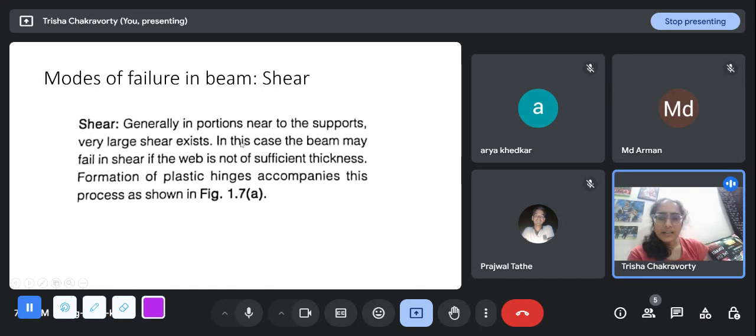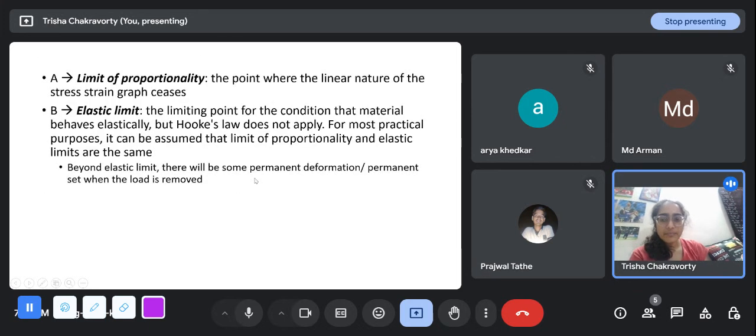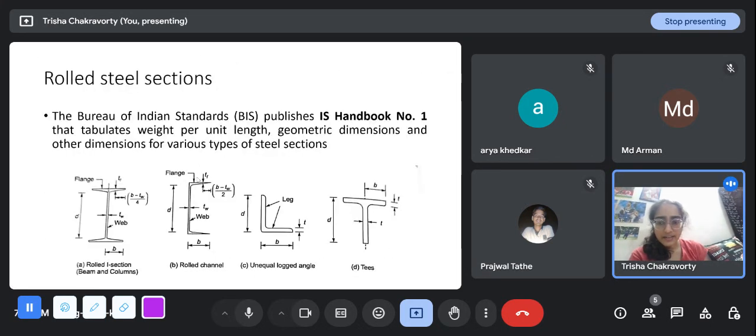And another thing is, why do they say that the beam may fail in shear if the web is not of sufficient thickness? That is because when we are designing a steel structure, for these common sections, when we go to the calculations, you will see that the bending moment capacity of the flanges is much, much higher than that of the web. Because bending moment depends on BD cube. It depends on the cube of a certain quantity that is very high in the flange because the width is high.